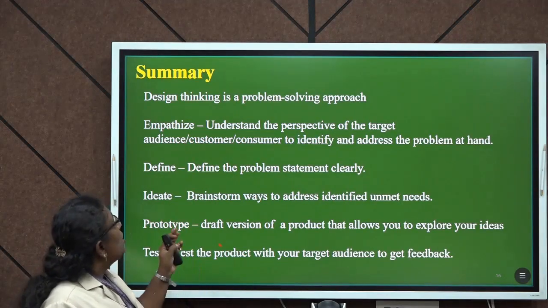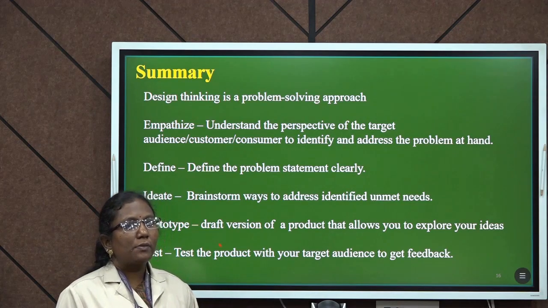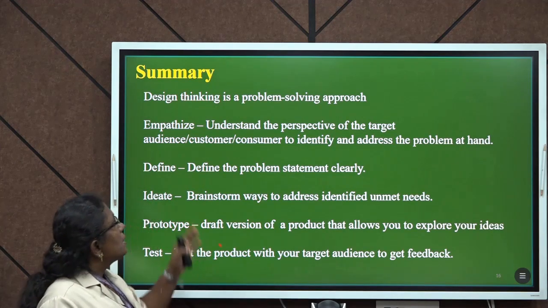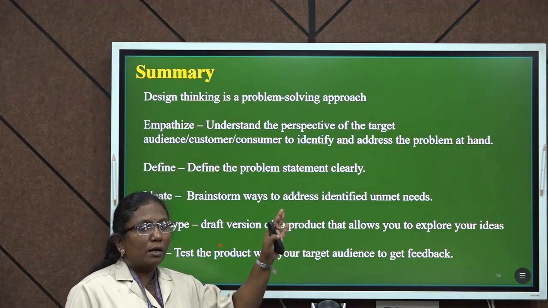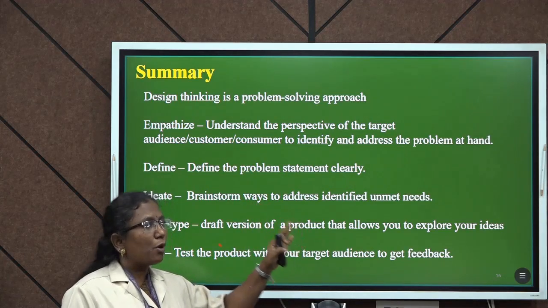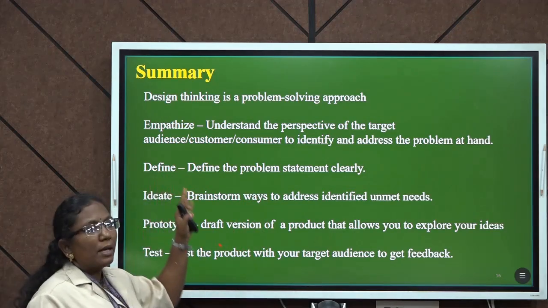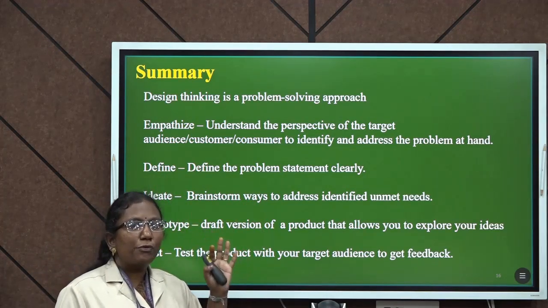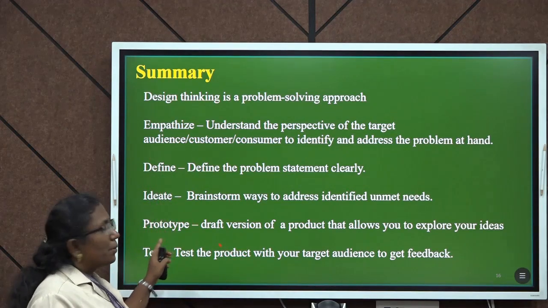And then let's move on to the summary. Design thinking is a systematic approach to solve complex problems. Hence design thinking is mainly helpful for solving complex problems. It is a problem-solving method. Second, design thinking consists of five different stages: empathize, define, ideate, prototype and test.